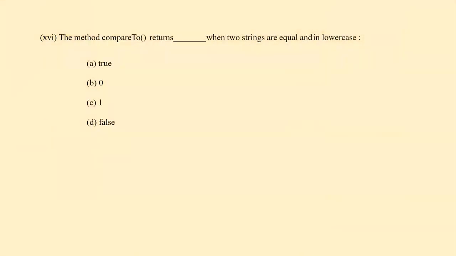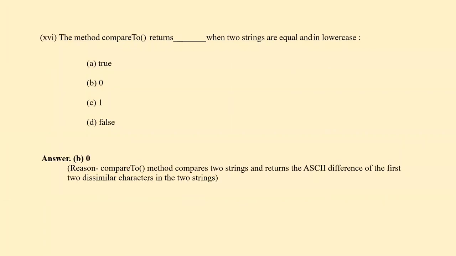Next question. The method compareTo returns ___ when two strings are equal and in lower case. Options are true, 0, 1, false. The correct answer is 0. Reason: the compareTo method compares two strings and returns the ASCII difference of the first two dissimilar characters in the two strings, and thus it returns an integer value. So when both the strings are equal in all respects, there is no difference in the ASCII values, hence it returns 0.